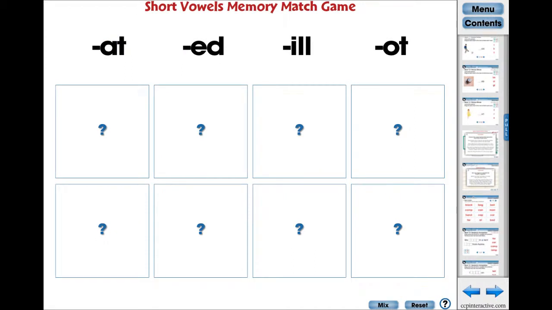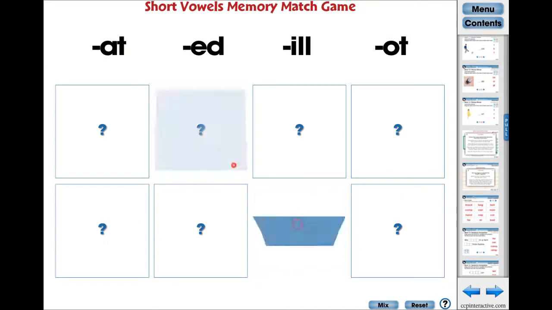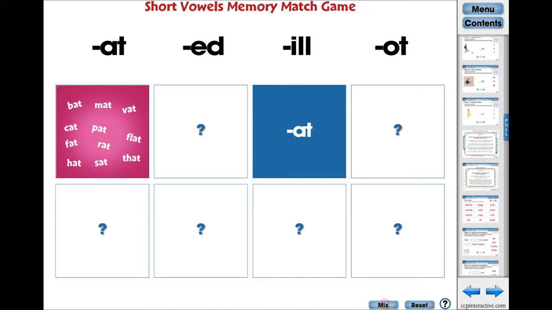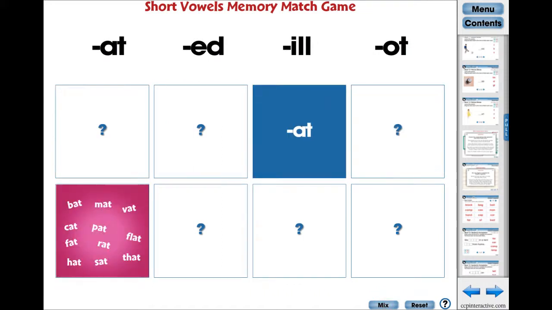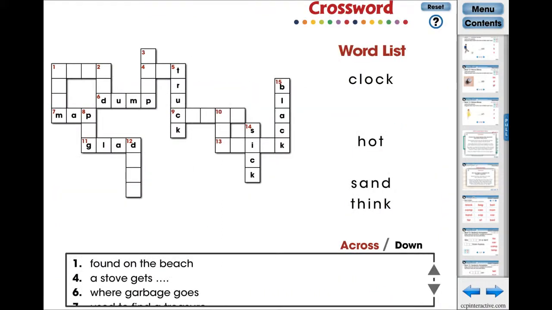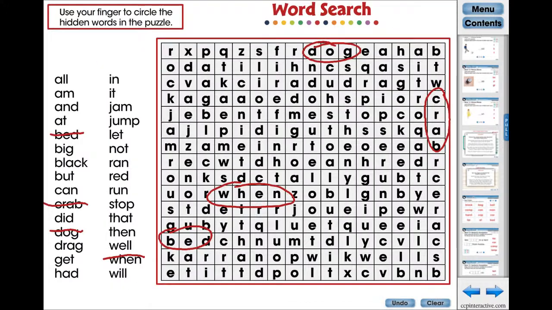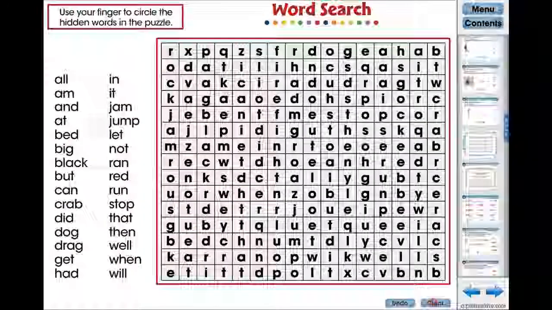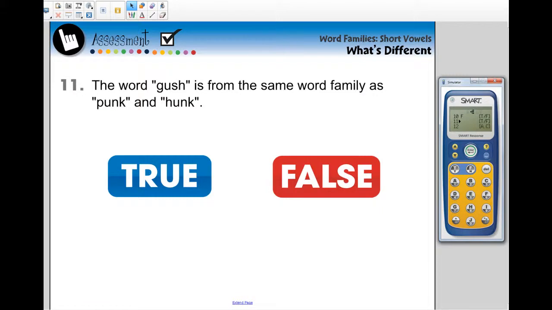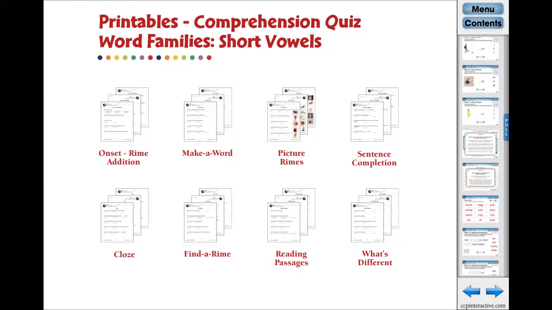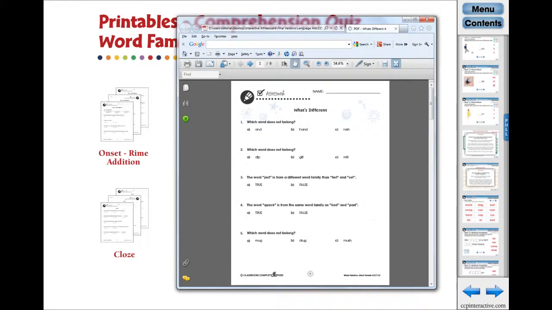Each interactive lesson also contains a memory match game that allows you to mix up the order of the cards for unlimited play, a crossword with separated across and down clues, a word search that allows you to undo and clear, and a Smart Response comprehension quiz available for Smart Notebook users with embedded Smart Response. A PDF version of the comprehension quiz is provided in our printable section.